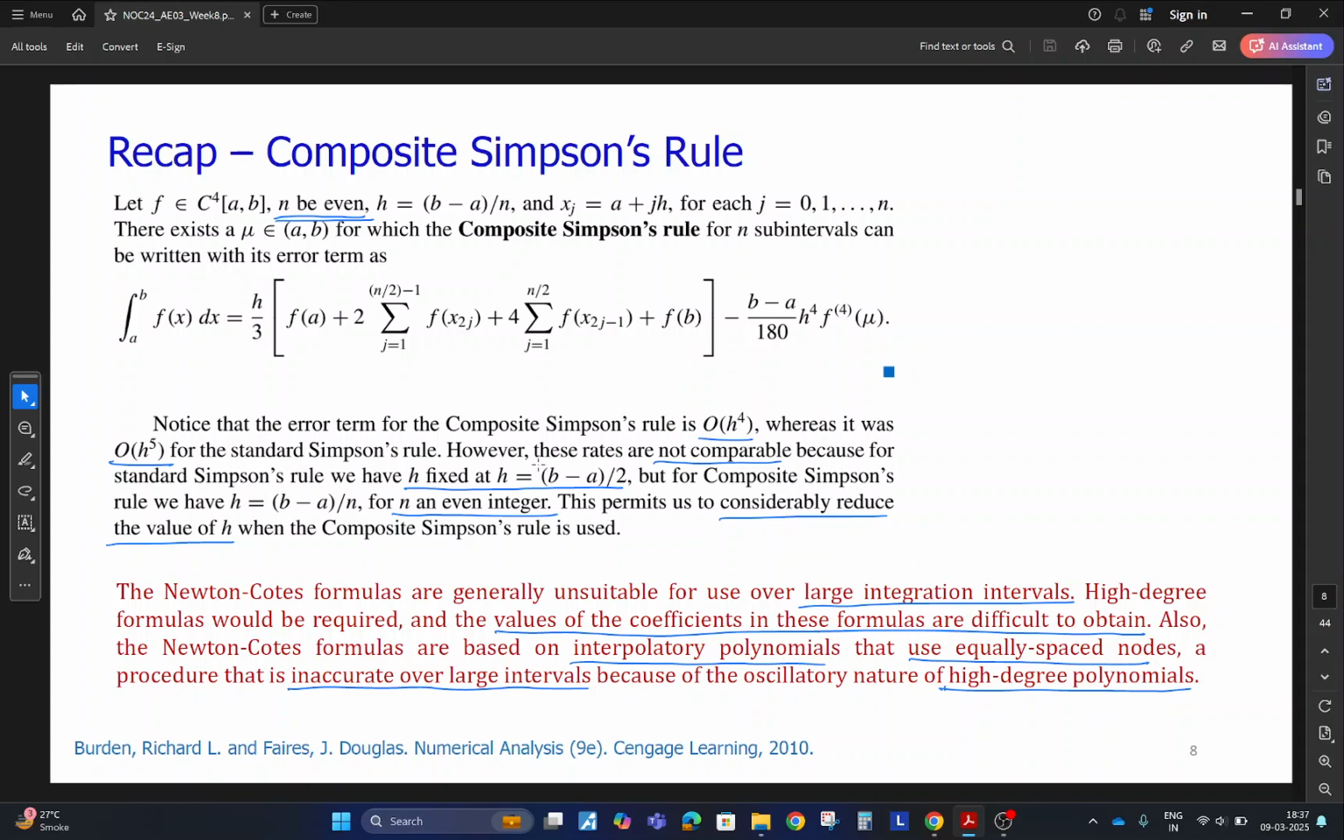Similarly here, the high degree formula would have coefficients which cannot be obtained easily. Secondly, the Newton-Cotes formulae are based on interpolatory polynomials that use equally spaced nodes, as we have just been talking about, that the interval is divided into uniformly spaced nodes, a procedure that is inaccurate over large intervals because of the oscillatory nature of high degree polynomials, as we just discussed.